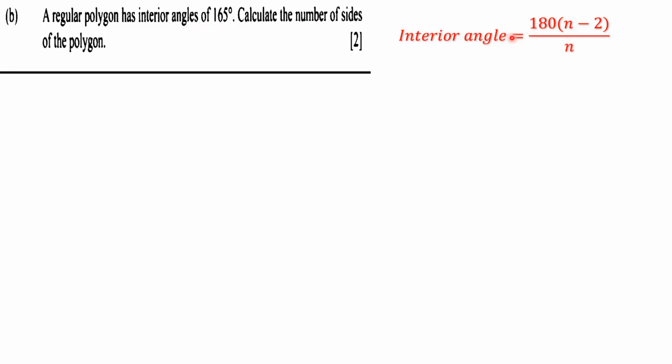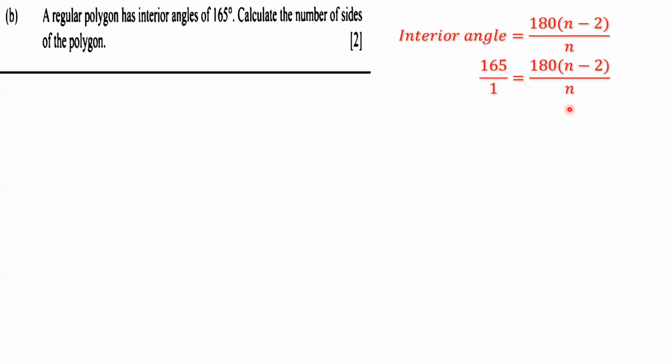Now, let's substitute. We already know that the interior angle is going to be 165, so let's substitute that. I put 165 over 1 because 165 is the same thing as 165 all over 1. The reason is that a quantity divided by 1 is still the quantity itself. I also put it over 1 because I'm preparing to do cross multiplication.